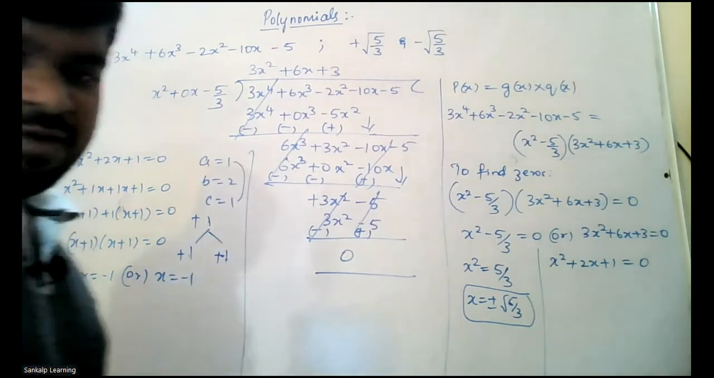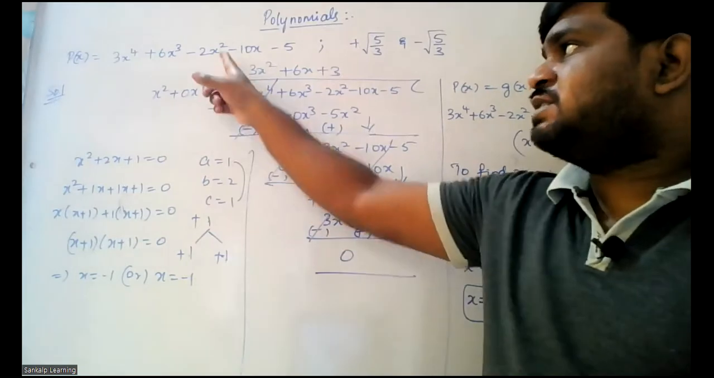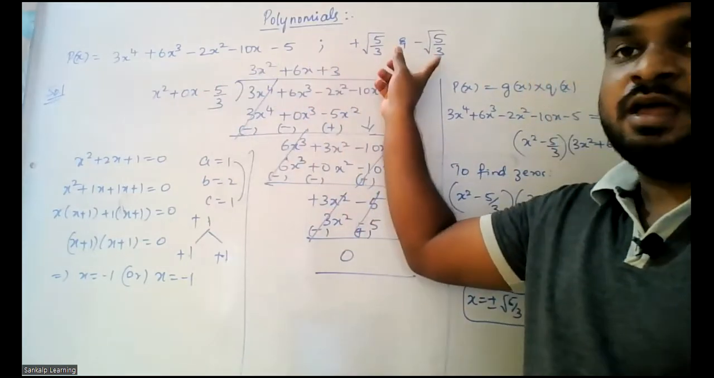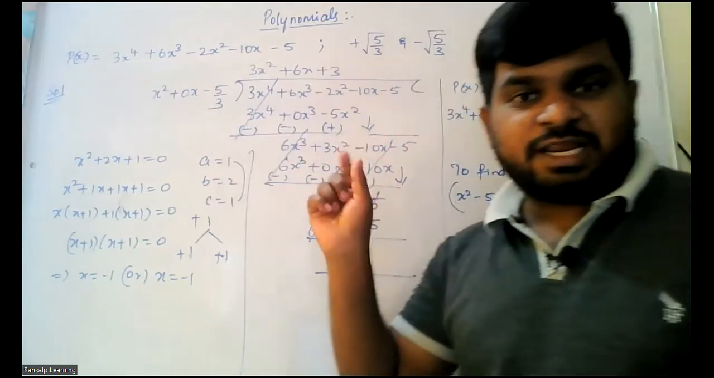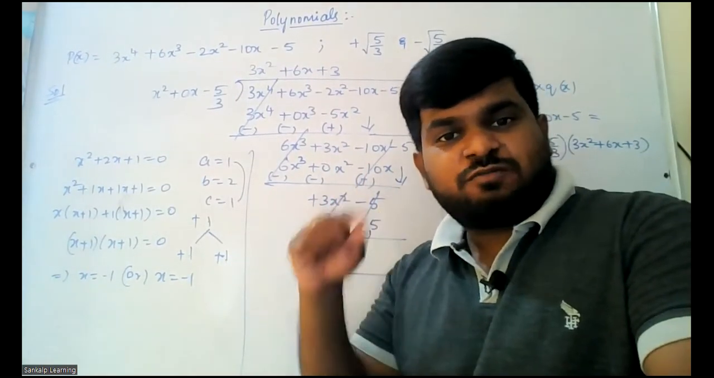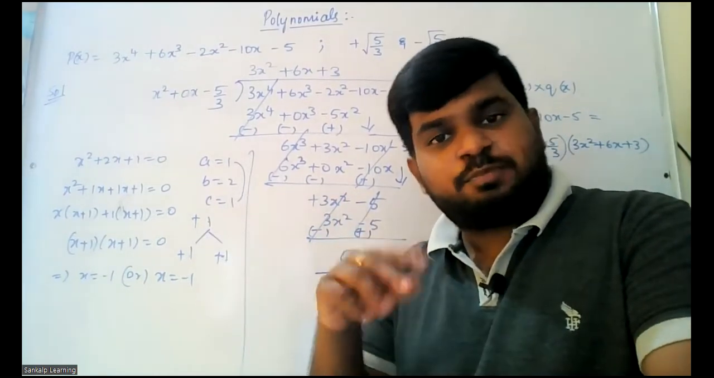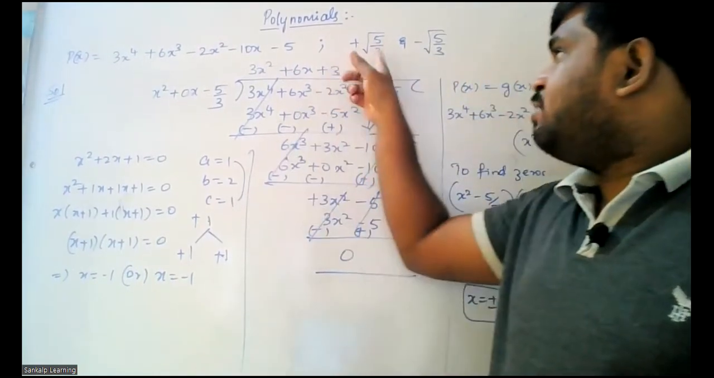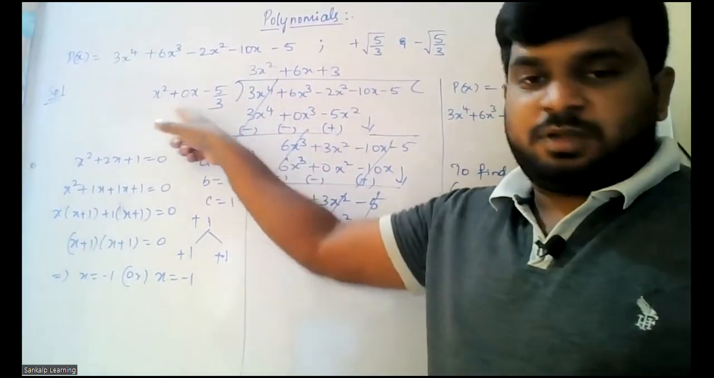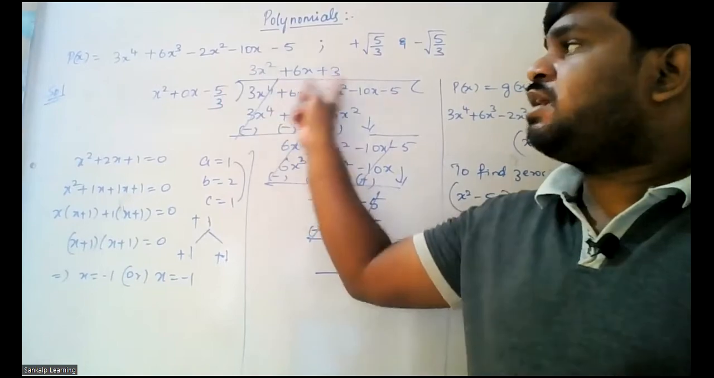Let's recall what we have done. It's very simple. They had given us a polynomial and two zeros. If these are zeros, x minus those numbers will become factors. x minus root 5 by 3, x minus of minus root 5 by 3 are factors. If individually they are factors, their product is also a factor. So we multiplied it, therefore we got this polynomial. Okay. So we divided this polynomial by this so that we get the quotient.